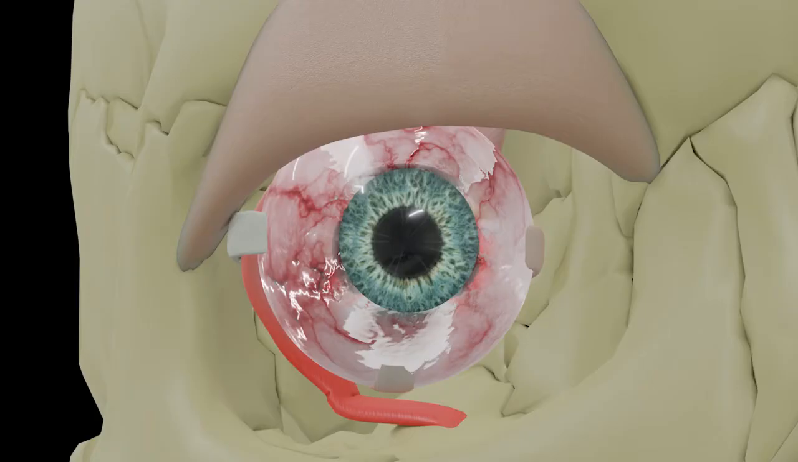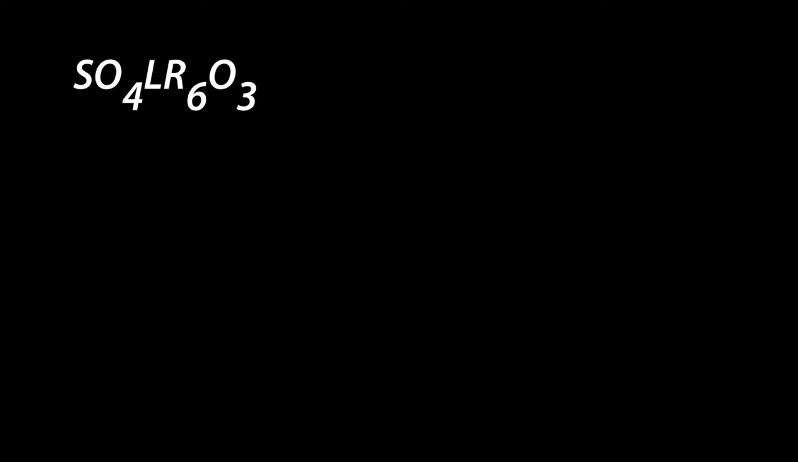Okay, now that we have discussed the origin and insertion of muscles, let's move on to the nerve supply. In order to remember the nerve supply, I use a formula, something similar to a chemical formula you might be familiar with from chemistry of your school days. The formula is SO4, I think that's the actual formula of sulfate. Yes. Okay, so the formula here is SO4 LR6 O3. O3 is again ozone.